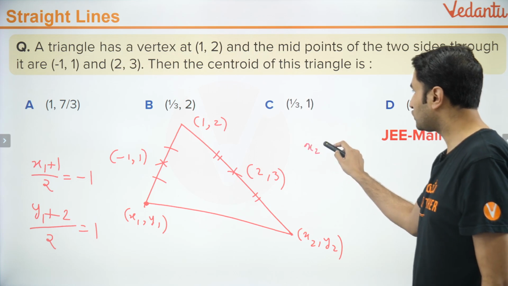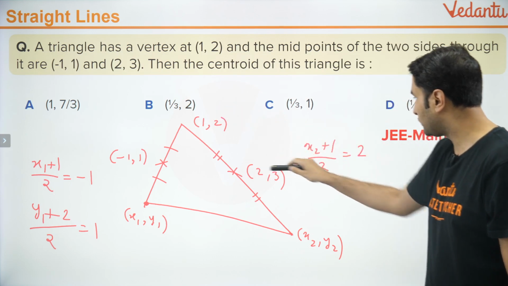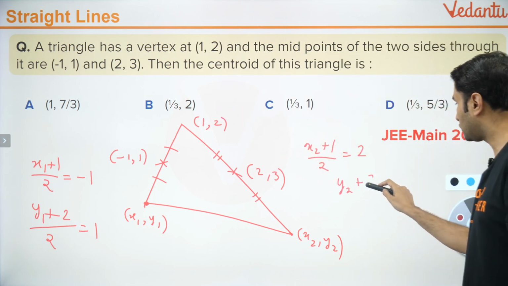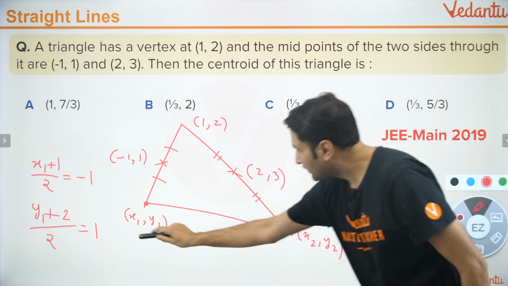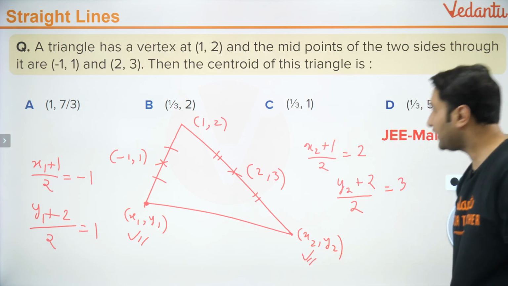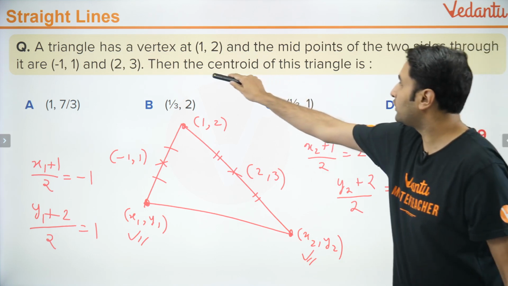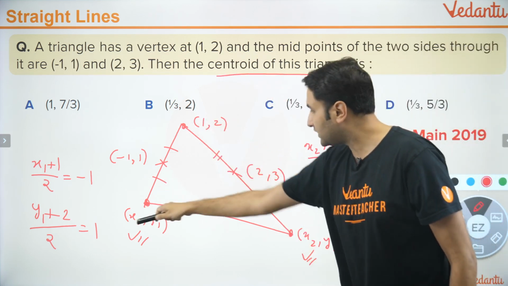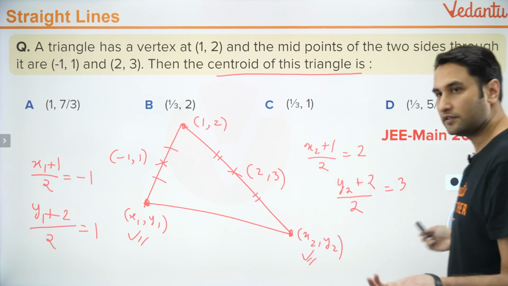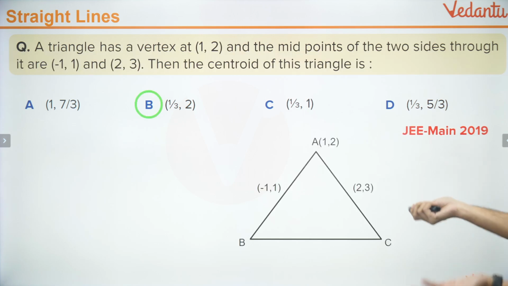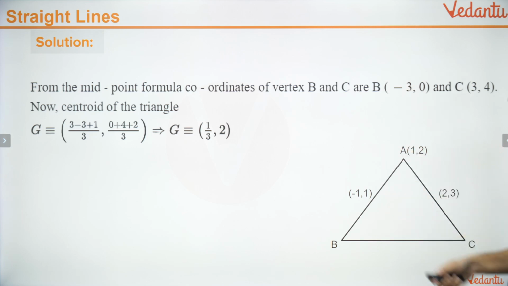Similarly, find out x2, y2. Very simple. (x2 plus 1)/2 is 2, and (y2 plus 2)/2 is 3. तो बच्चों, find x1, y1. Find x2, y2. This point is known. So centroid of the triangle is, you know, this x plus this x plus this x by 3, and the y's by 3. That's it, very simple, nothing special here. So such simple problems are also there, right? So if you solve, आपके पास आंसर आ जाएगा: 1/3, 2.